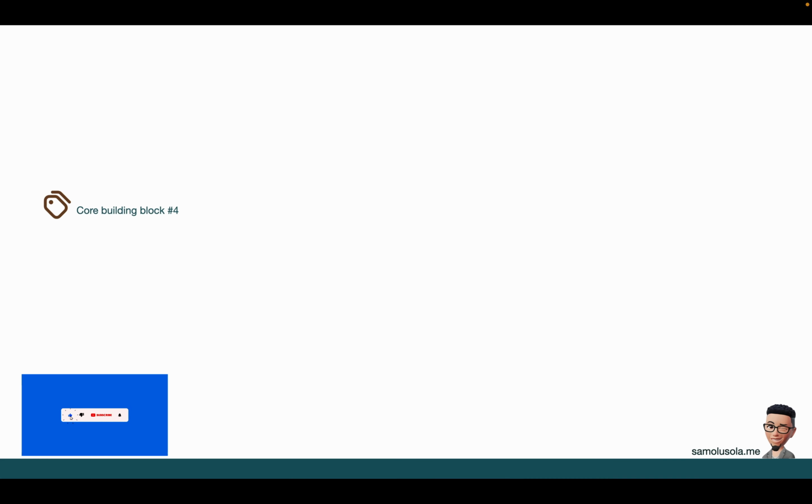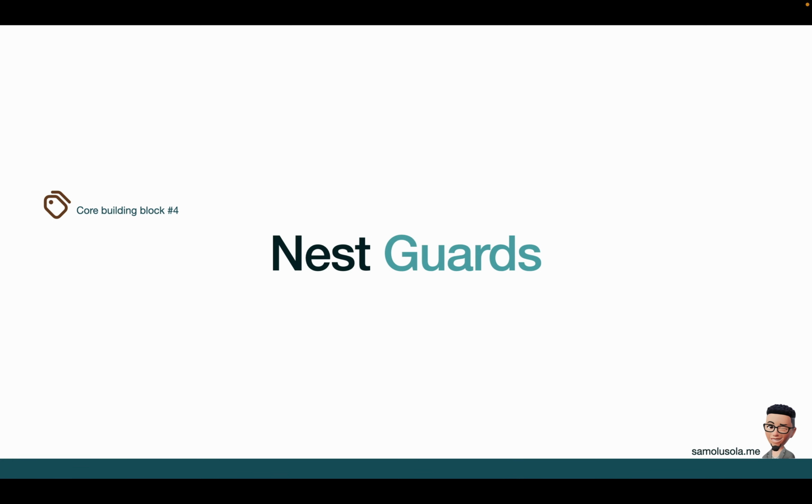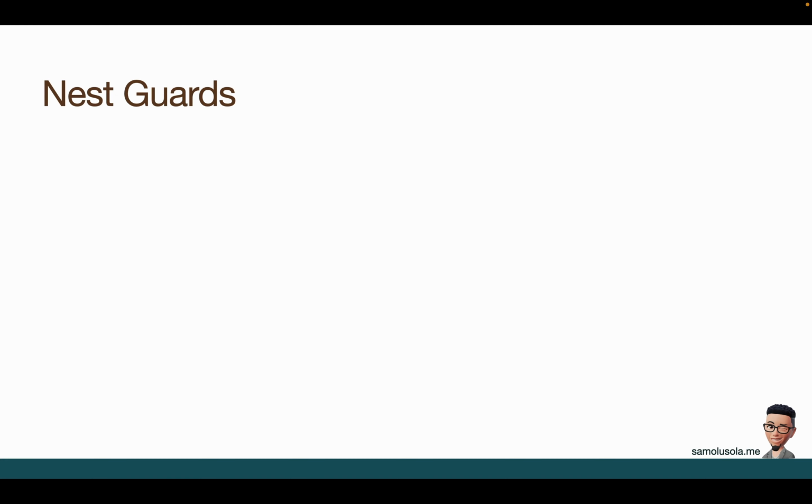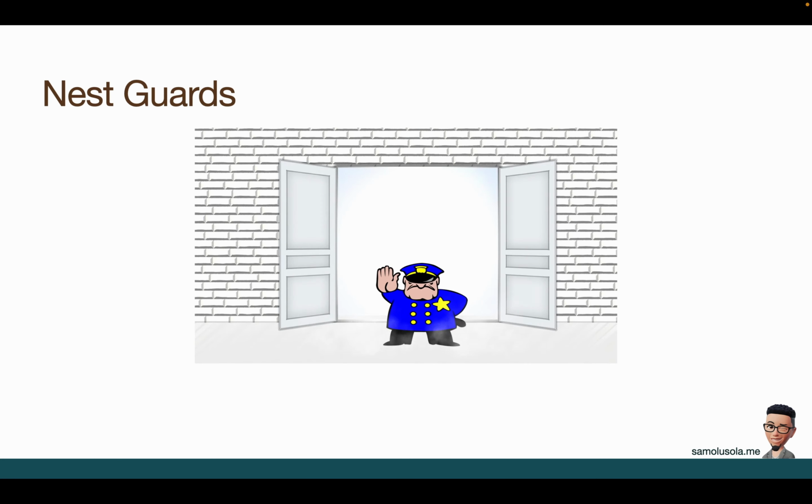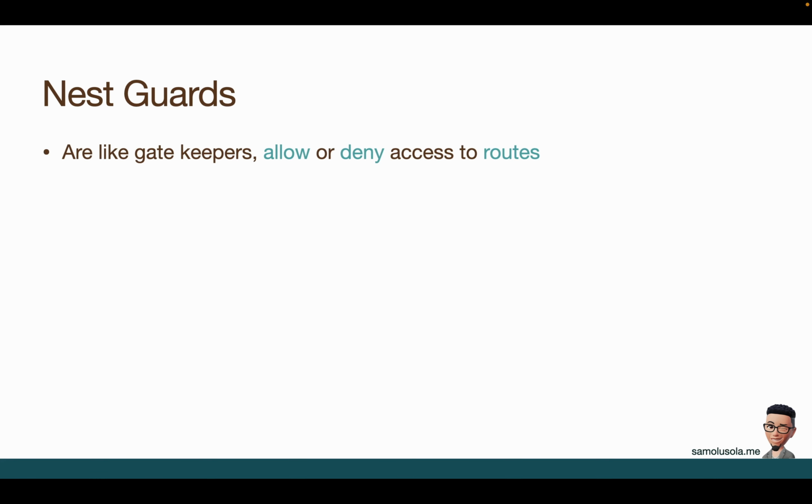We're now going into the 4th building block that we are going to be discussing, which are the Nest guards. Imagine you want to host a party and you have a gatekeeper at your gate that either allows or denies access based on some criteria that you have predefined, like say a passcode or a dress code. Nest guards are like gatekeepers. They allow or deny access to routes. For example, you might have a guard that restricts a route to only admin users, or a guard that restricts a route to only users that are logged in.